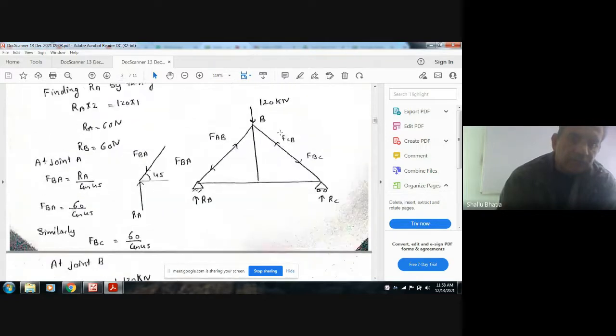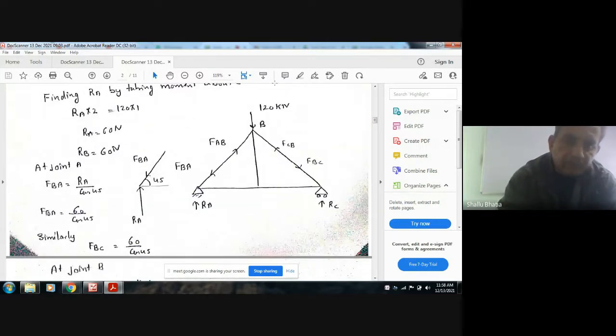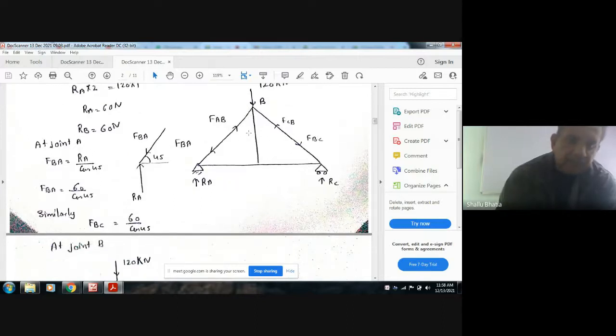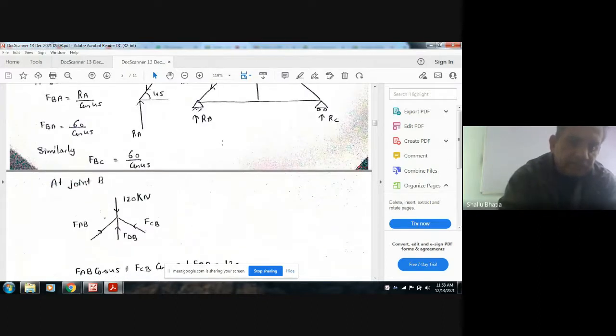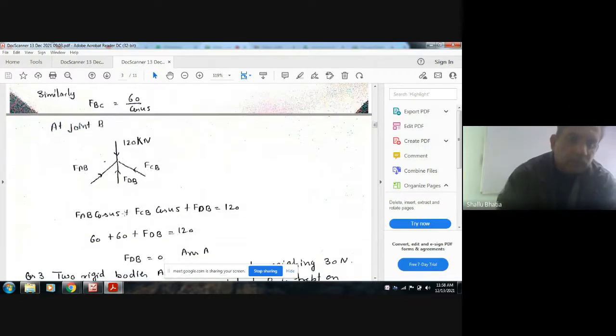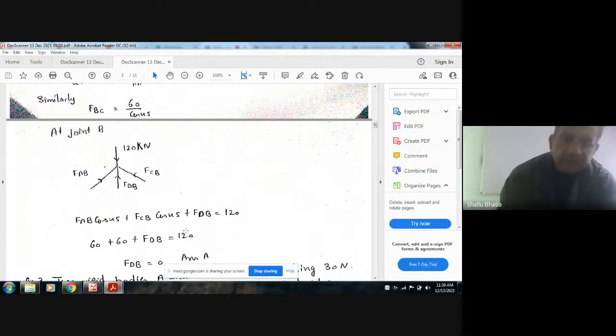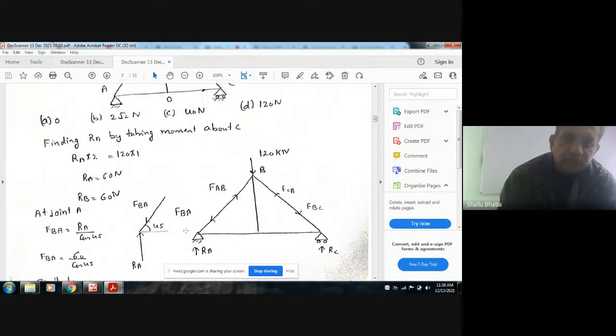Now take joint B. There are three members AB, CB and DB, and the 120 Newton load is acting. Okay. So balancing vertically, FAB cos 45 plus FCB cos 45 plus FDB is equal to 120. Okay, so FDB is 0. So the answer is A. So there is no force in DB.